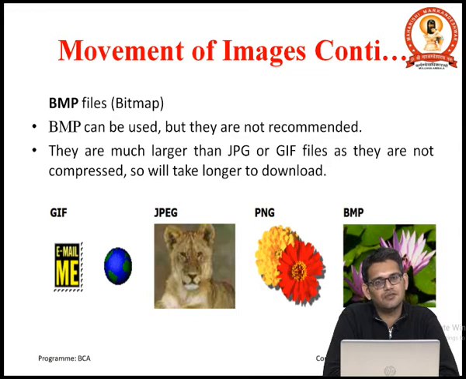Because BMP images are much larger in size than the JPG and GIF formats, they are unable to be compressed. So we cannot reduce the size of these BMP images. That's why it takes longer to upload and download these images, and it is very hard to compress them. So that's why it is not recommended to use BMP images, due to their larger size and their incompatibility with compression.